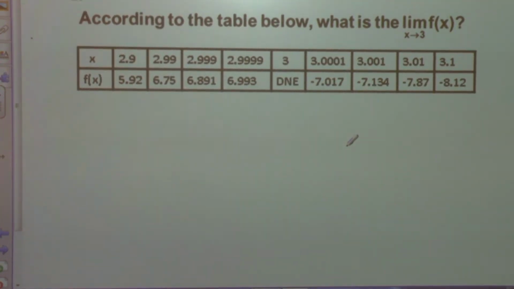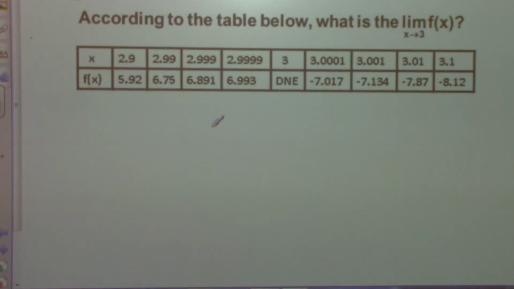Okay, we're going to review the quiz we had yesterday. And according to the table, what is the limit as x approaches 3 of f of x? What do we have to remember on this? We have a limit if the limit as x approaches 3 from the left side of f of x is equal to the limit as x approaches 3 from the right side of f of x, if and only if that's the case.